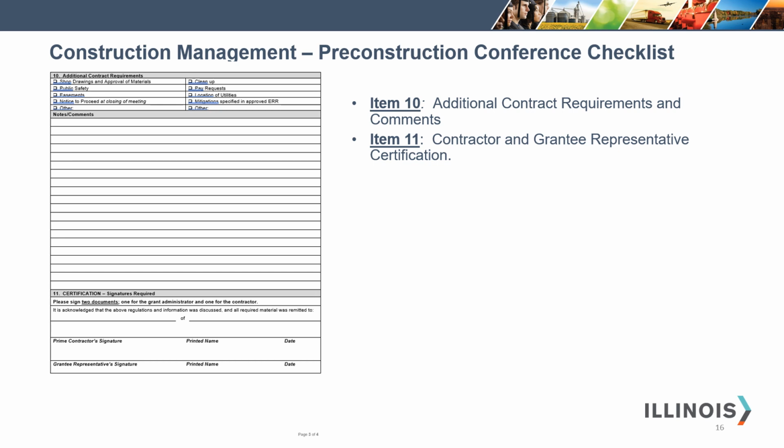Item 10 is the additional contract requirements, and item 11 is the contractor and grantee representative certifications. This must be signed to indicate that the contractor understands and that the grantee's assigned labor standards officer has done his or her due diligence in explaining all required items to the contractor. And please note that the pre-construction conference checklist must be used in your pre-construction conferences. No other forms are allowed.